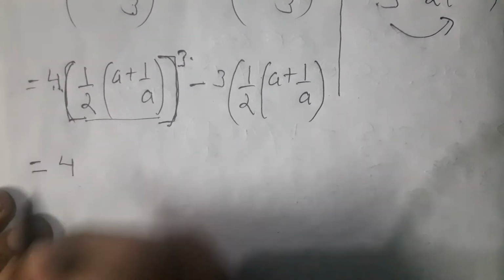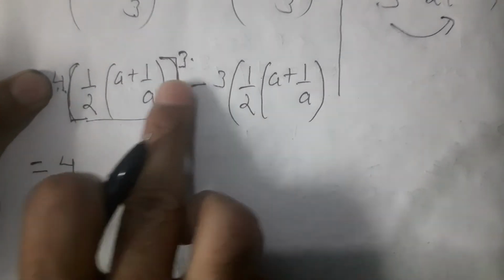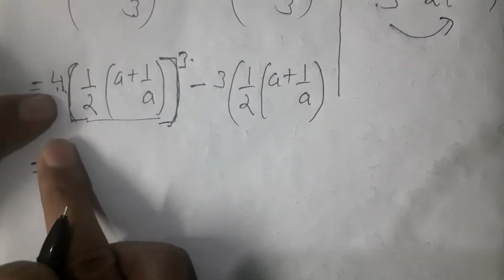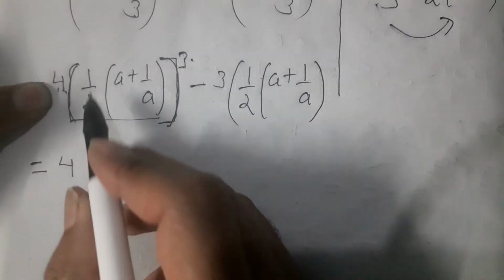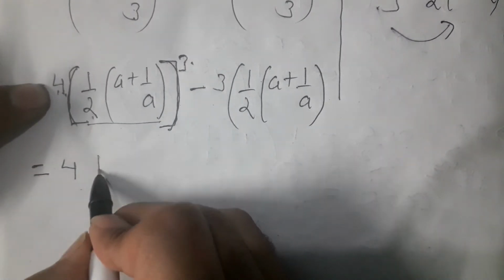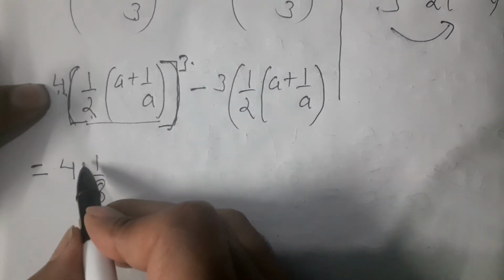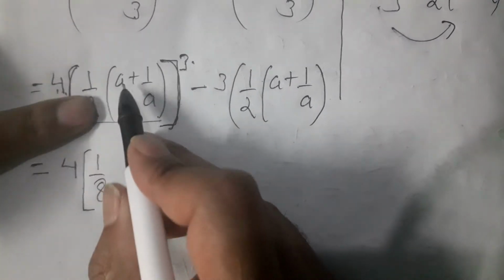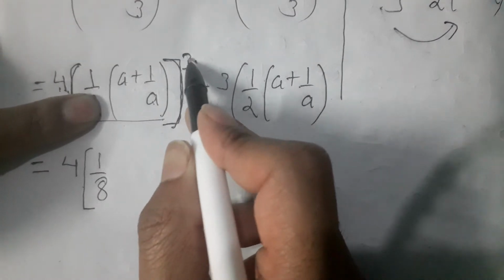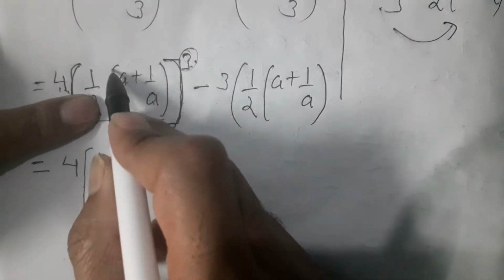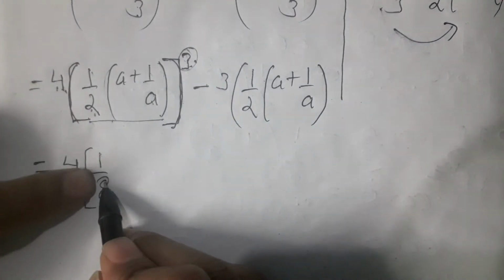So now here 4 stays as it is, this cube does not affect the 4 because it is sitting outside, and this 1 by 2 becomes 1 by 8, right? The bracket is still there. And what about this a plus 1 by a cube? The cube will apply to this bracket separately and to this 1 by 2 separately. 1 by 2 work is done.